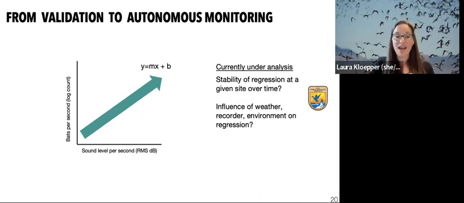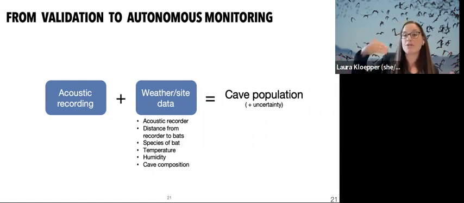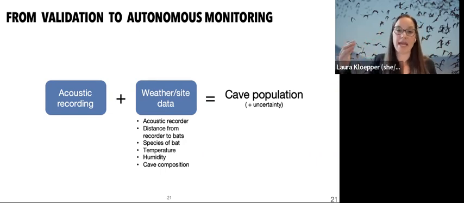Because if we can figure that out, we can then move towards this all-encompassing acoustic model where, down the line, people could just skip this video ground truthing entirely, make the acoustic recording, and input the relevant metadata. So what type of acoustic recorder you're using, what's your gain setting, what's the distance from the recorder to the bats, what's the species of bats, the temperature, the humidity, any other physical parameters that might describe your environment. And then you could get a population estimate plus this uncertainty.